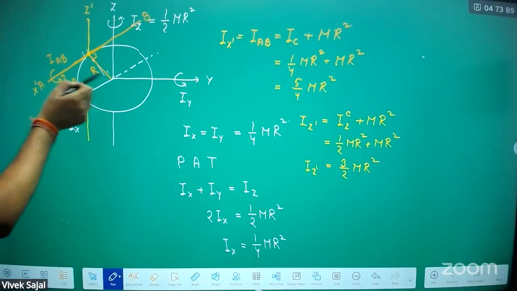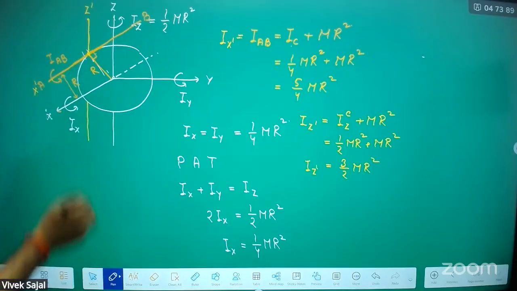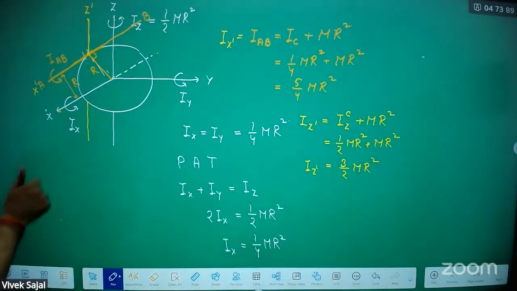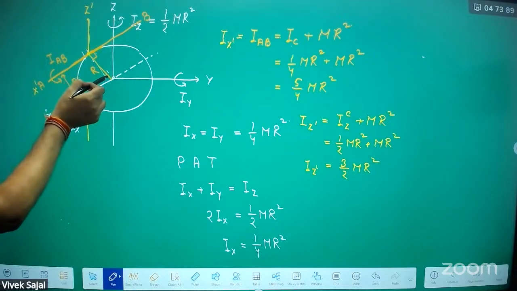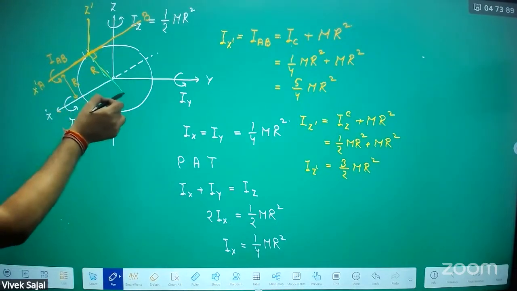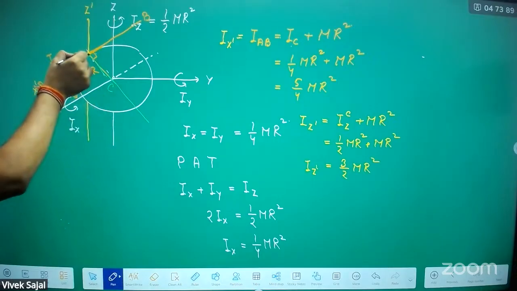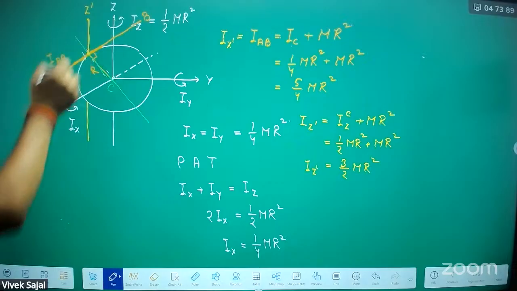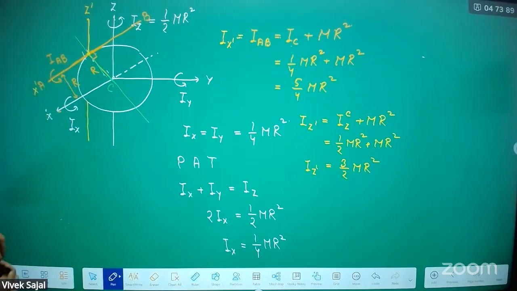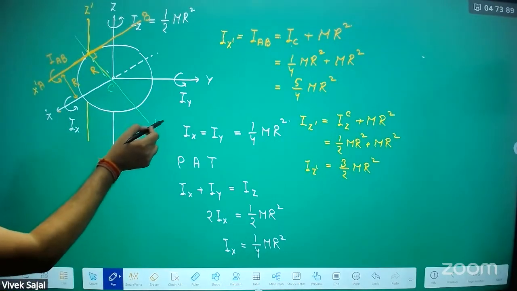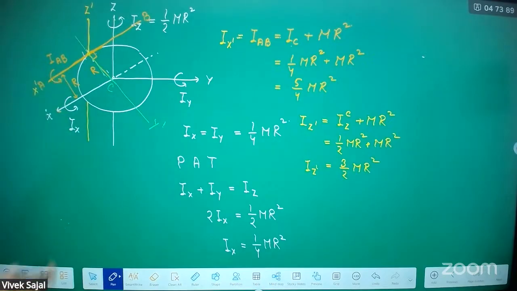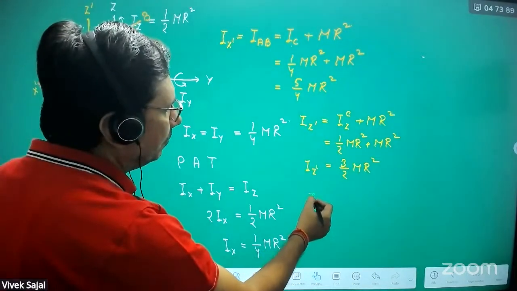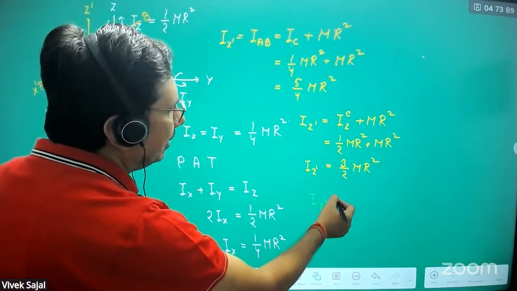Okay? Now consider this axis. This is x. Try to consider a new axis. I'm creating here this axis. Try to understand. I'm considering this axis that is passing through the center of mass. It is perpendicular and lying in the plane. It is perpendicular to x prime and z prime. So this axis is y prime. If you rotate this disk about this axis y prime, what will be Iy prime? Can you tell me what will be Iy prime?